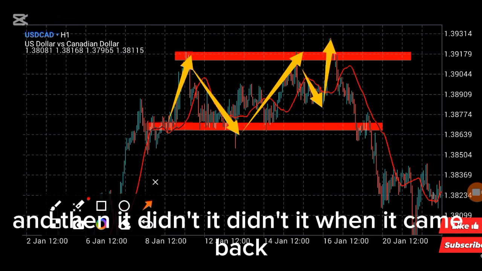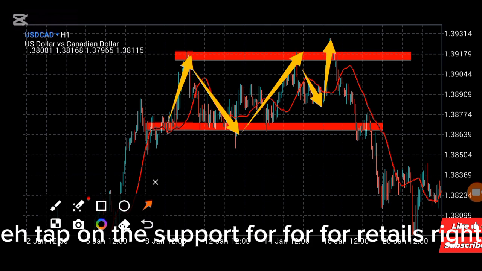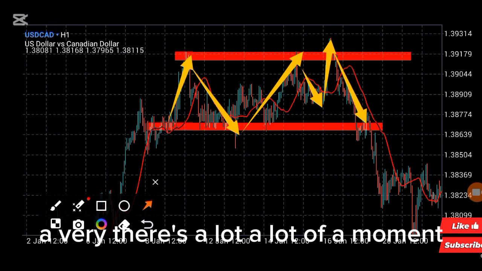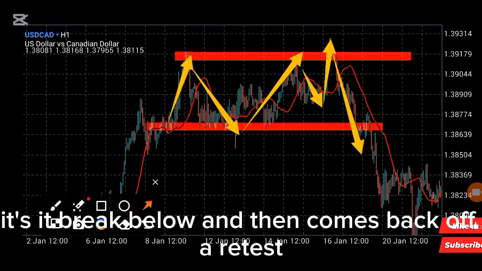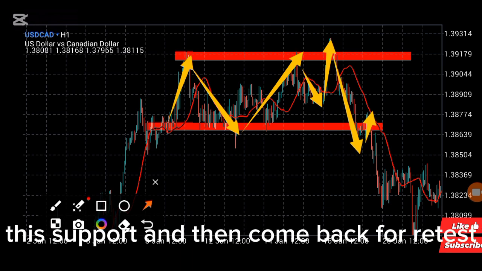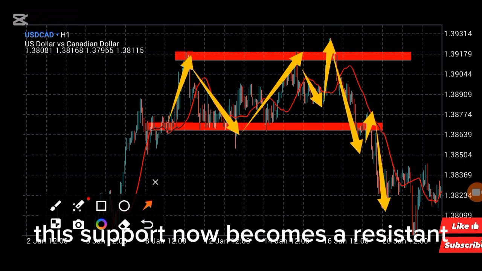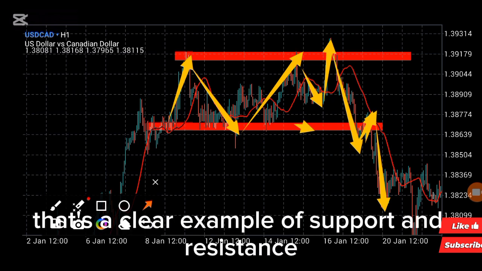And you can see the market again goes to the same zone, pushes the price, and goes back again. Then when it came back, it didn't tap on the support for a retest, right? It breaks through to tell you that sellers are very strong, and there's a lot of market to drop back. It breaks below and then comes back for a retest. This breaks this support and then comes back for a retest, and then the market drops. This support now becomes a resistance, the market retests and then drops. That's a clear example of support and resistance.